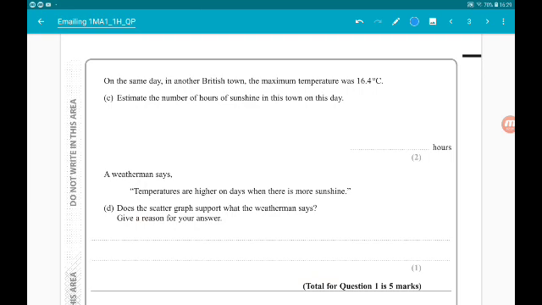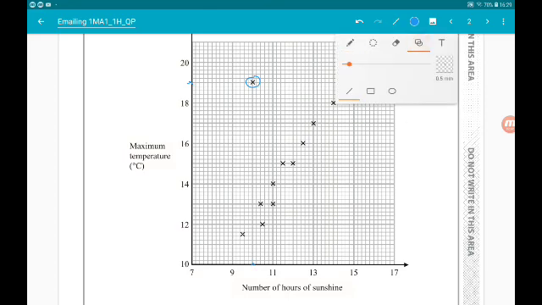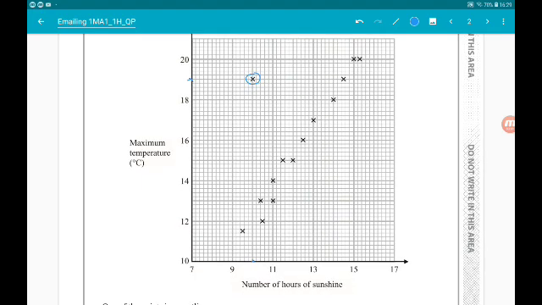Part C. On the same day, in another British town, the max temperature was 16.4 degrees. Estimate the number of hours of sunshine in this town on this day. Okay, so we're going to use the graph to do this, and what we need to do is use a line of best fit. So that's going to look something like that. I'd say that looks pretty good.